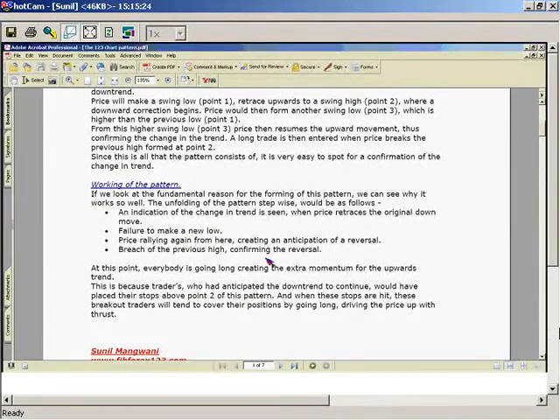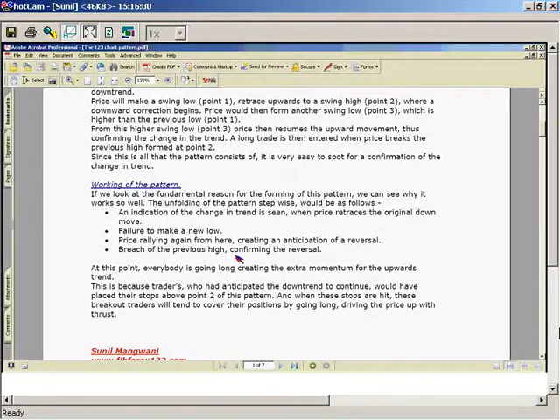Now price rallies again from here, creating an anticipation of the reversal. You're still anticipating with the breach of the previous high, that is the 2. That confirms the reversal. Now what happens at this point, at the breach of this high? Everybody starts to go long, creating extra momentum, and price develops a lot of momentum. Two reasons. Again, coming down to the psychology of the market. You must understand how a trader thinks, how you would think.